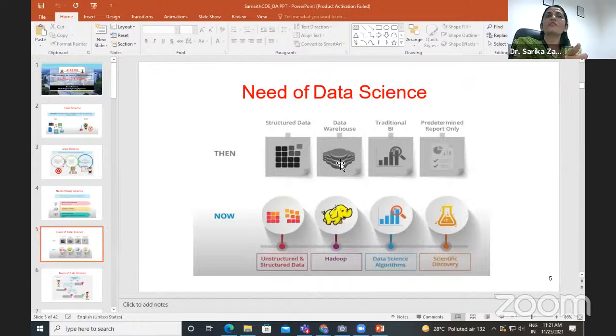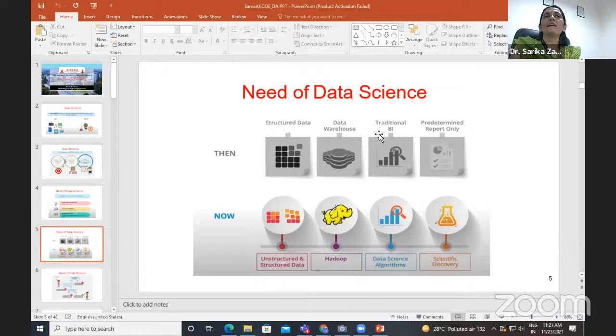The same mining algorithms we are using in data science are not newly invented. What is newly invented is the data on which we are going to work. That's why it's called data analytics. Otherwise, it is already there.